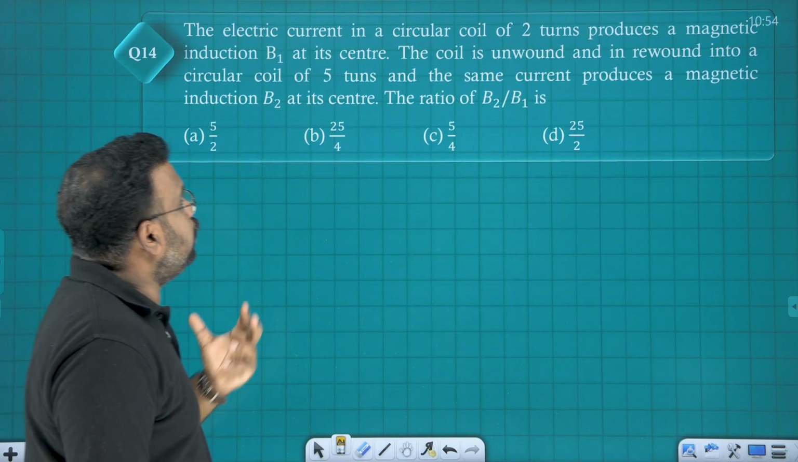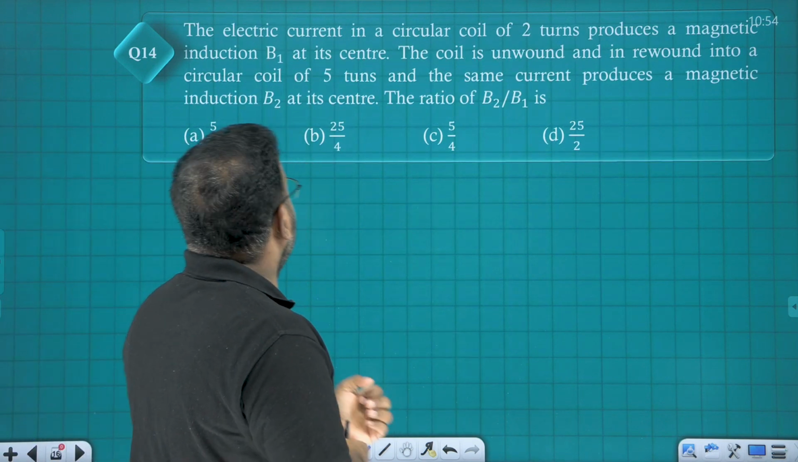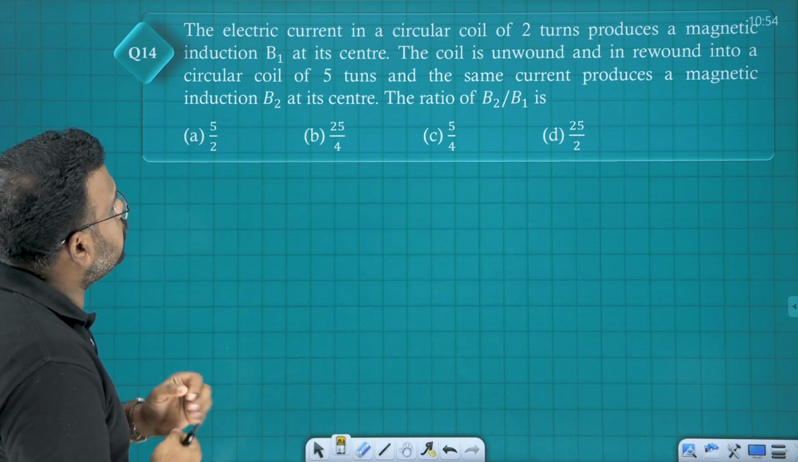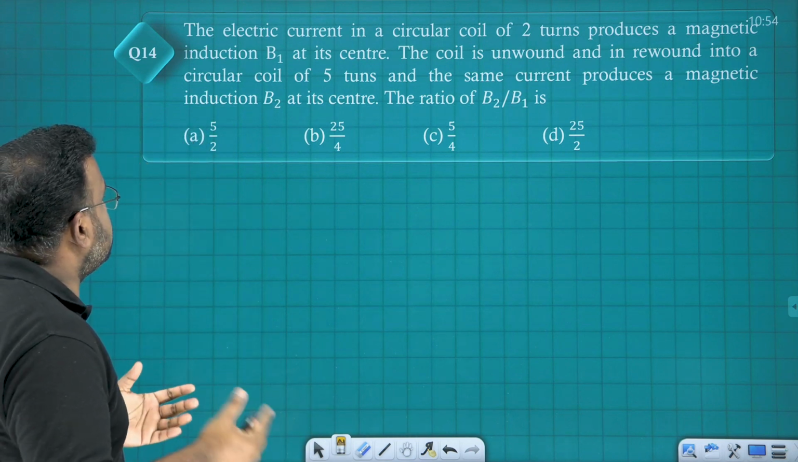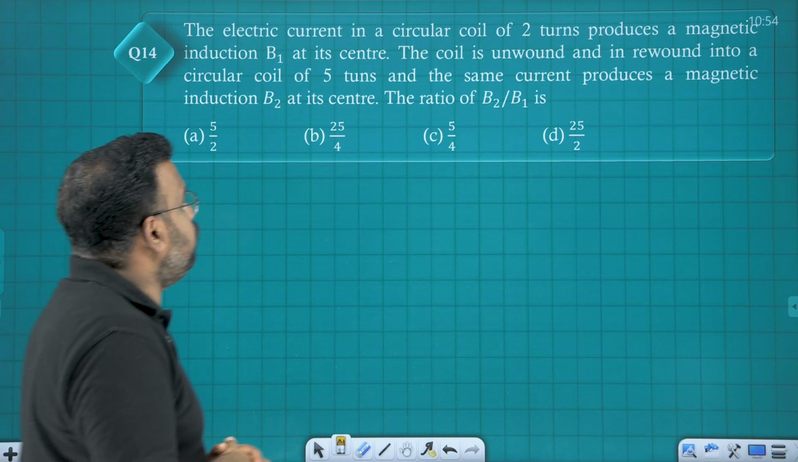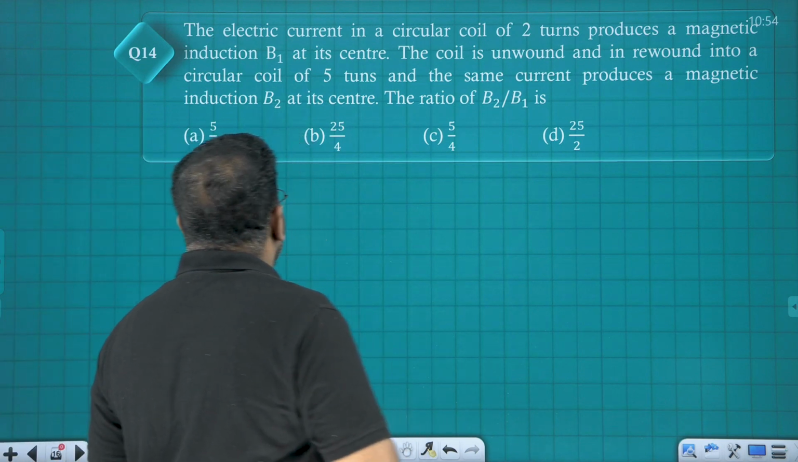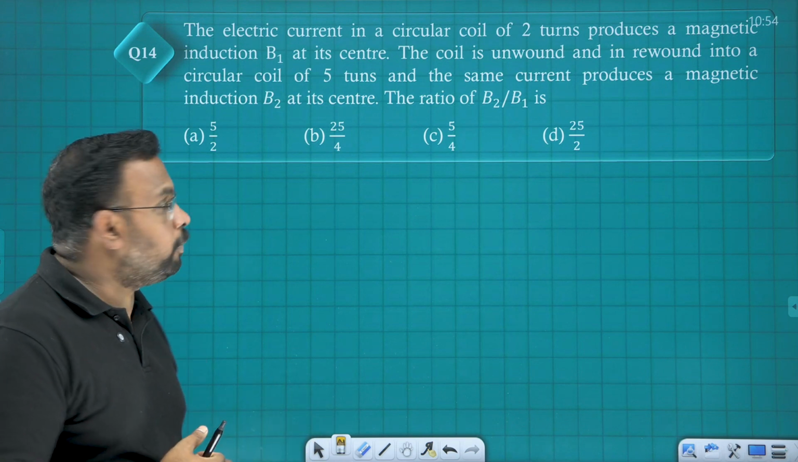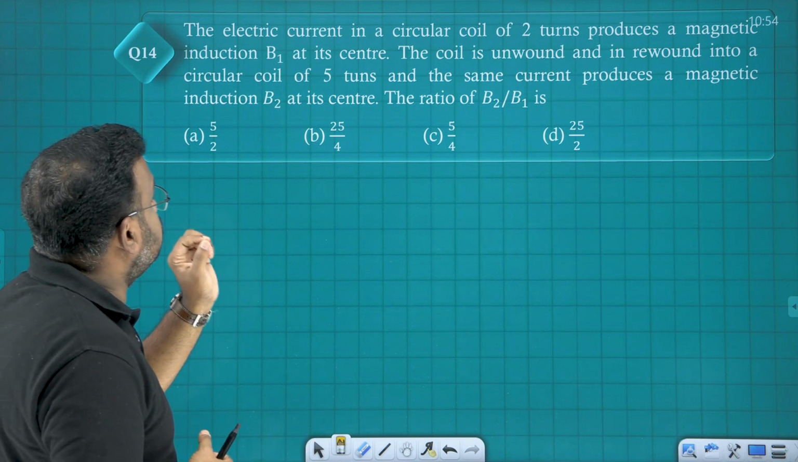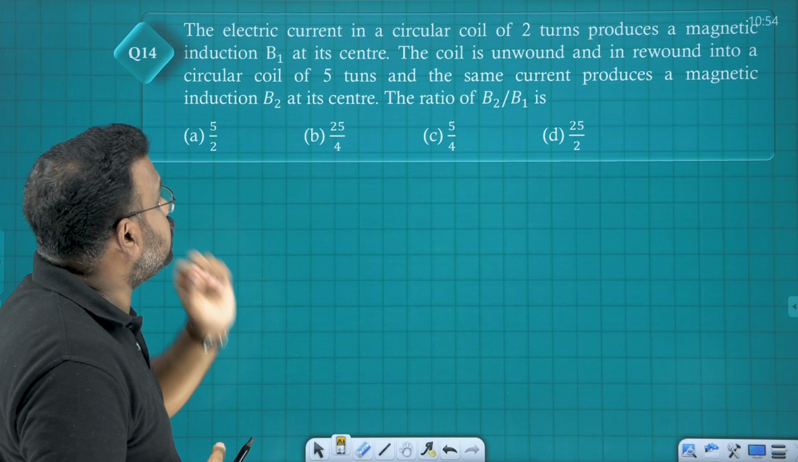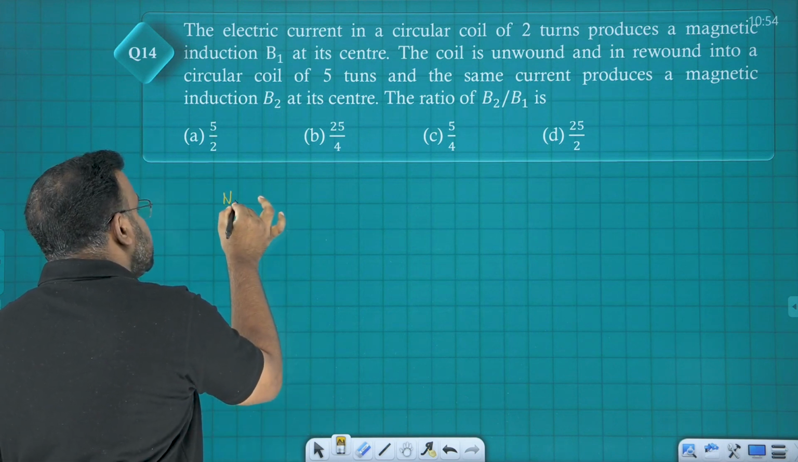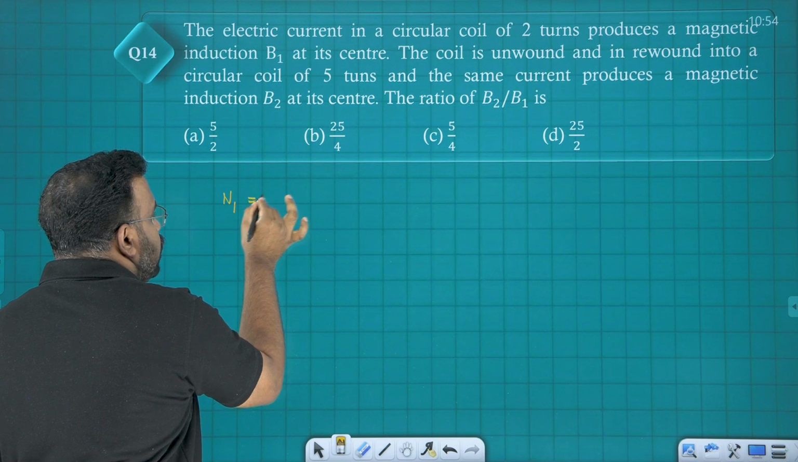Question number 14. The electric current in a circular coil of 2 turns produces a magnetic induction B1 at its center. The coil is unwound and rewound into a circular coil of 5 turns and the same current produces a magnetic induction B2 at its center. The ratio of B2 by B1 is. So, circular coil of 2 turns. In the first case it is 2 turns. So if we take the number of turns as N1, N1 is given as 2.